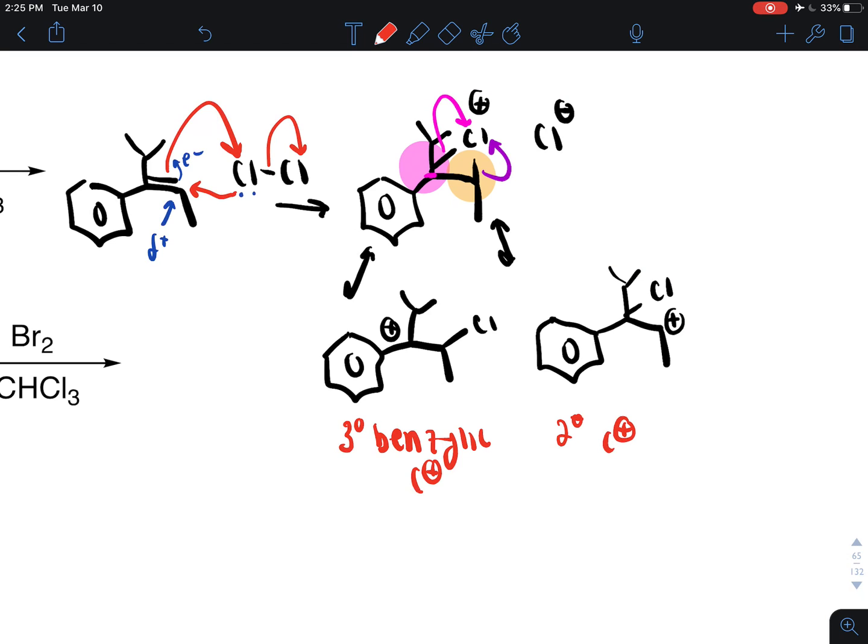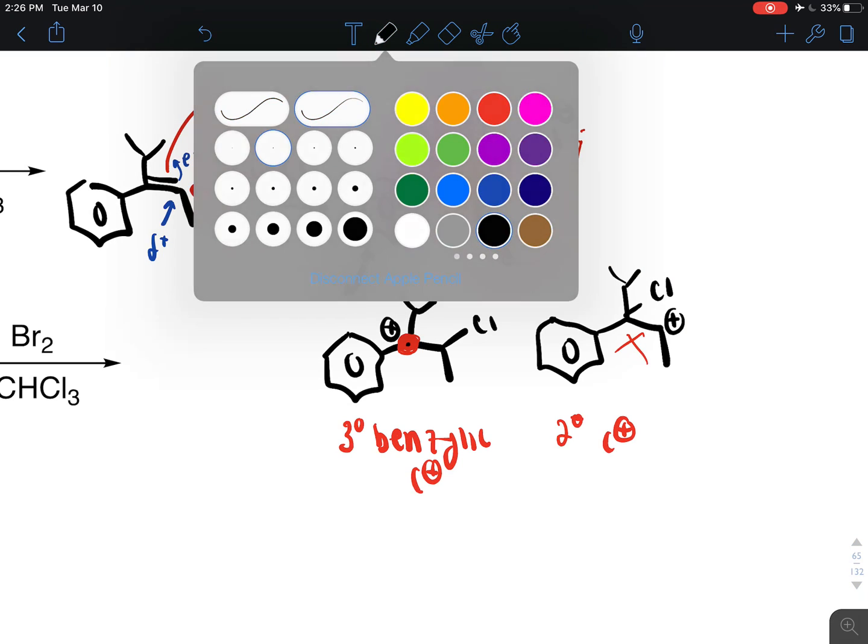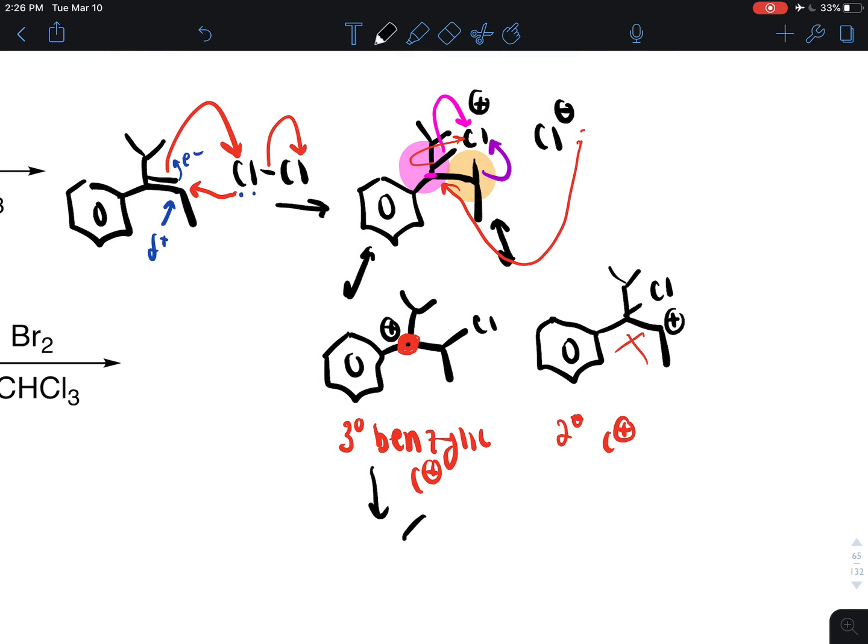Okay, so now it should make sense why this chloride anion wants to attack the more substituted position of that halonium bridge, because that intermediate is more stable than this intermediate. So attack isn't going to happen there, but it's going to happen at this position. Okay, so the result of that mechanistic step would be two chlorines on each of the carbons where that pi bond used to be.